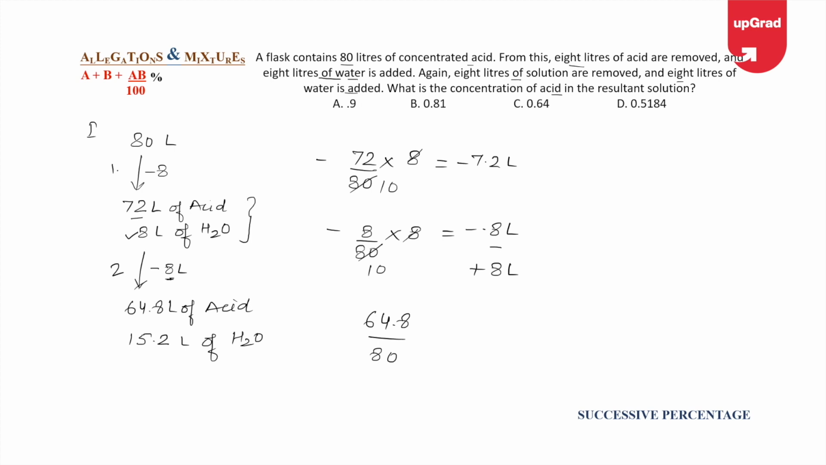So while you calculate this, let's do it. 8 8s are 64, 8 1s are 8, and I'll be getting 0.81 as the concentration value, which is my option number B.